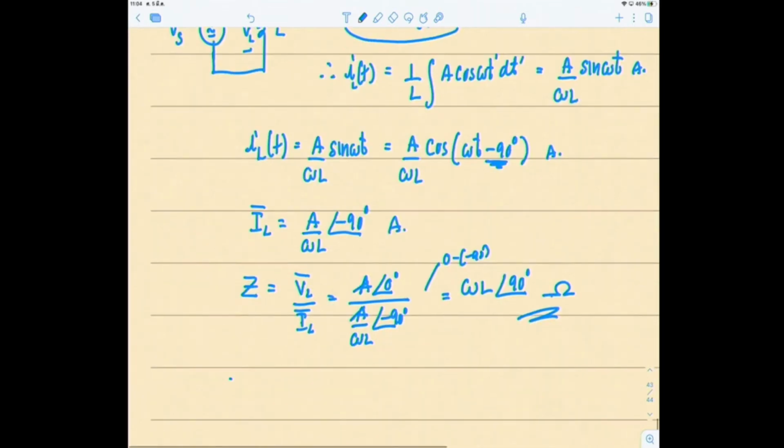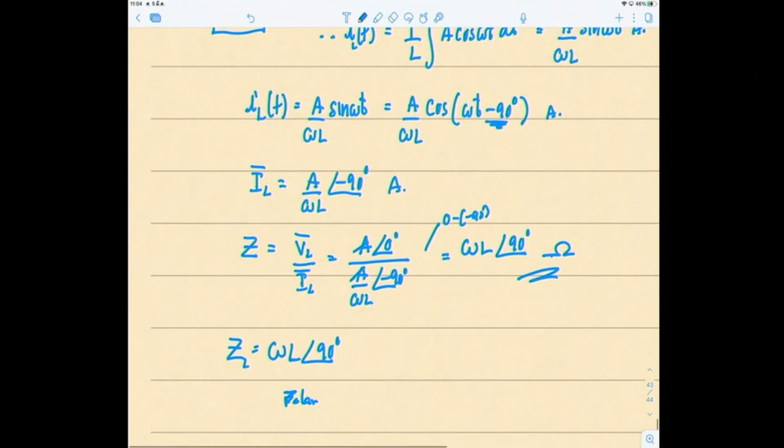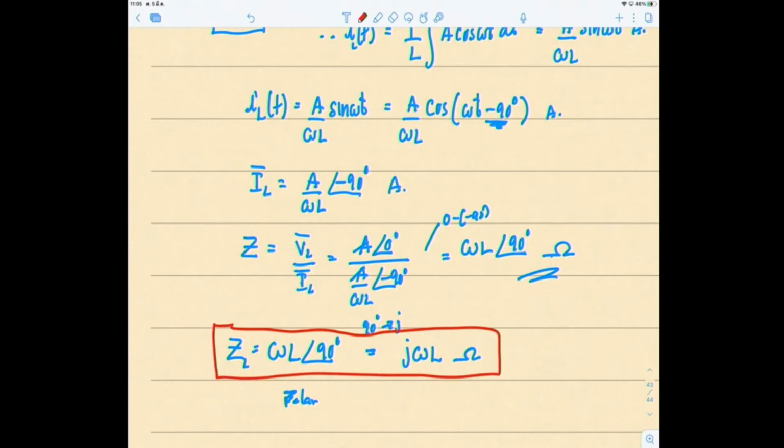So this is the impedance of an inductor, omega L angle 90 degrees. But this is in polar form. I can change it to rectangular form also. Due to Euler's identity, which we did last session, you know that 90 degrees is equivalent to j. So we replace that angle 90 degrees with j, and it becomes j omega L ohms. So this is the impedance of an inductor: omega L angle 90 degrees, or j omega L.